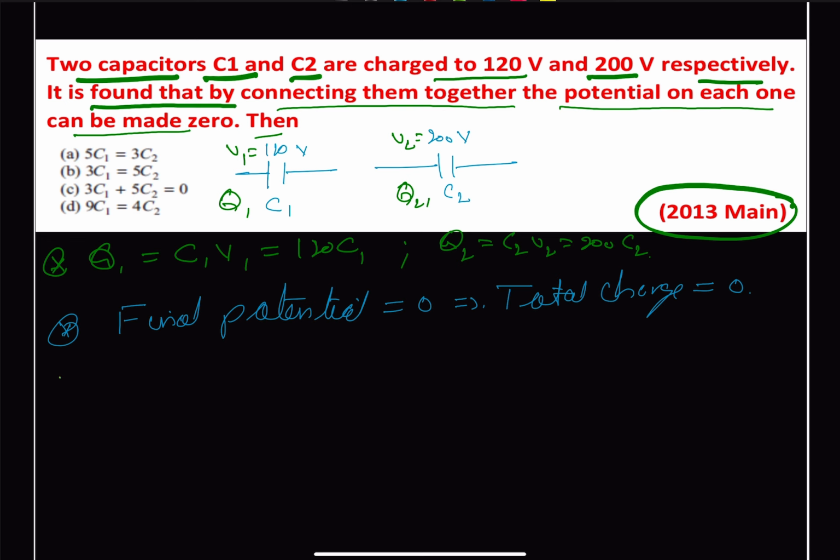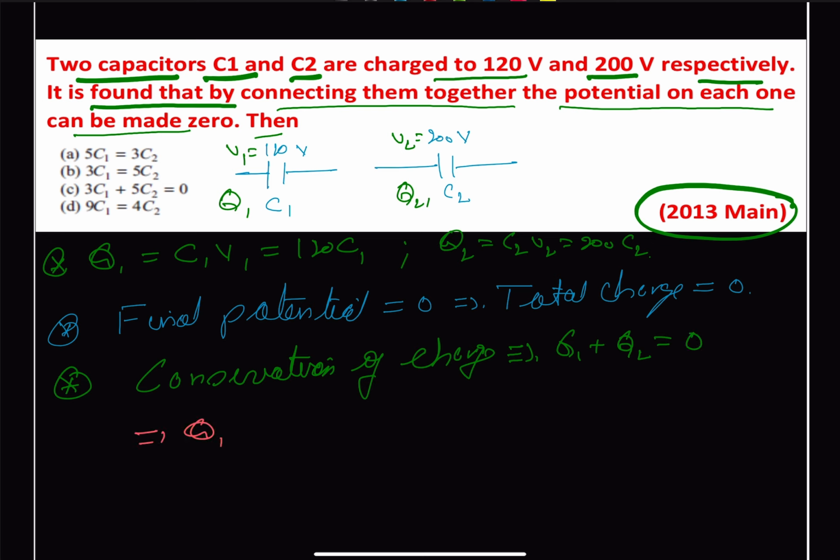Therefore, we can write conservation of charge: the initial total charge will be our Q1 plus Q2, and the final total charge is 0. So from here we get that our Q1 will be equal to minus of Q2. We substitute the values, and we get 120 C1 is equal to minus of 200 C2.